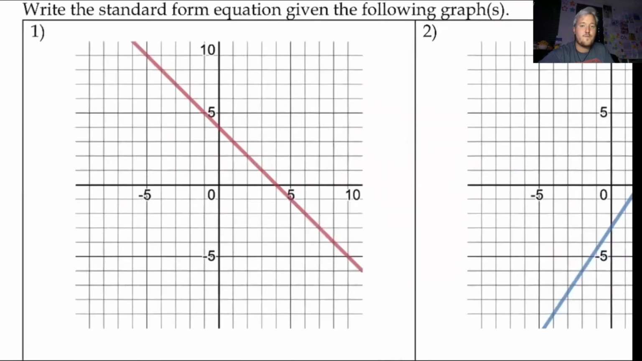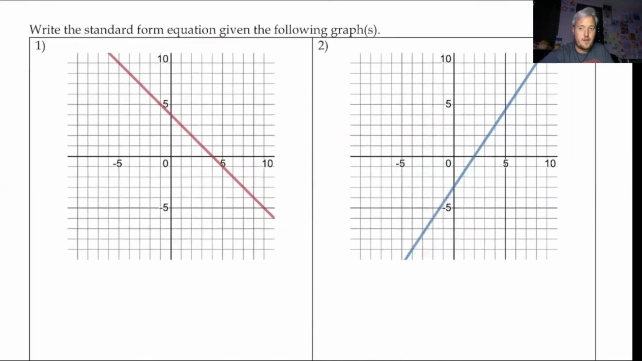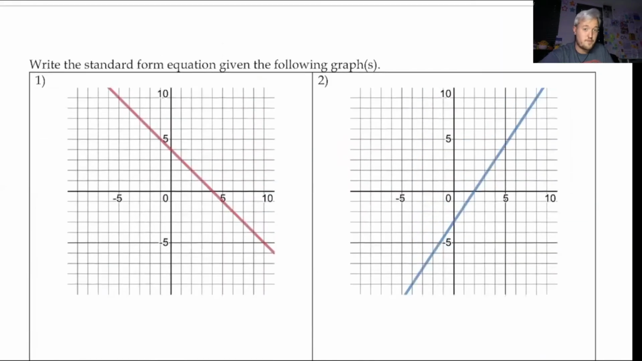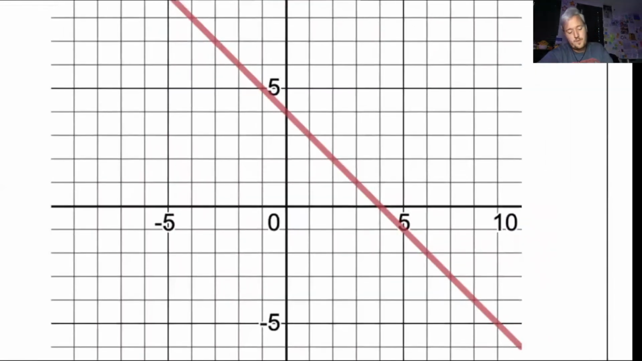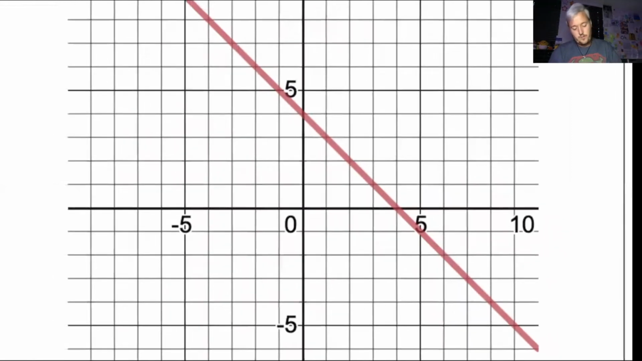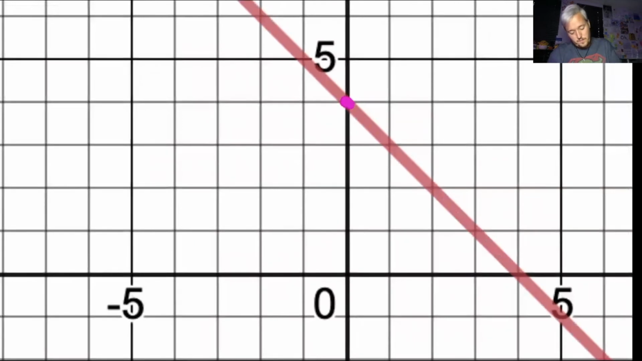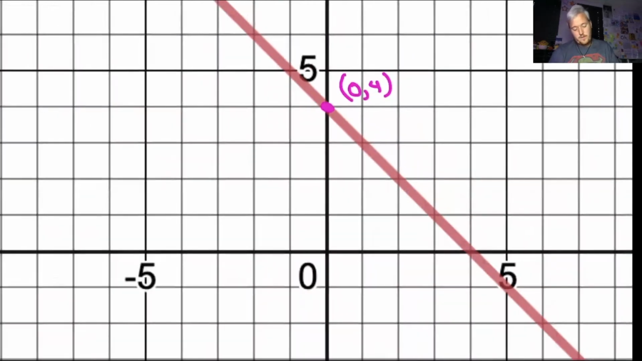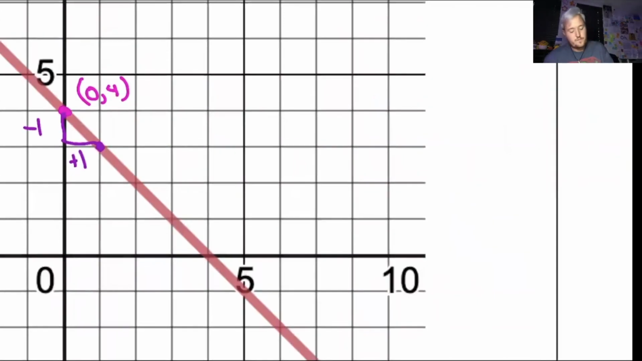All right, so now from here, I'm going to give you a graph, and I want you to write the standard form equation based on the graph. Really what you need here is just enough information to write something in point slope form. So you need to find a point, which I would recommend using the y-intercept. So this is 0, 4. And now you need to find the slope. So if you look here, we're actually going down 1 and right 1. So negative 1 and positive 1. So my slope here is just negative 1.